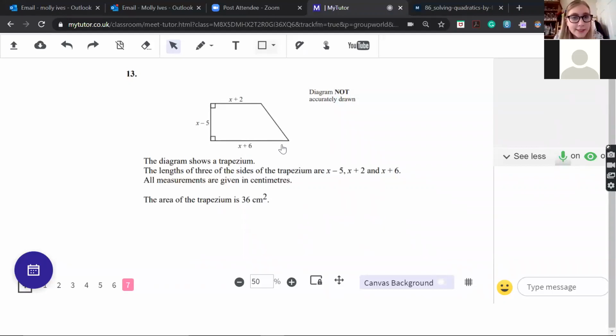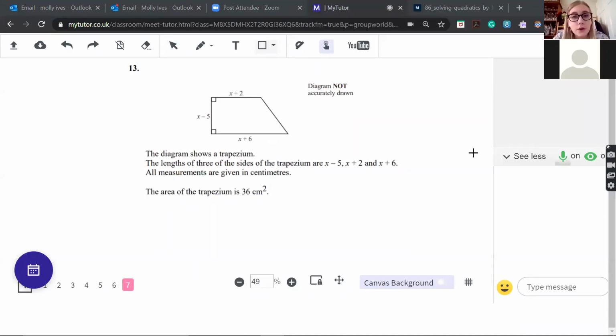We've got a trapezium here, and we've got the lengths of the sides in terms of x: x plus 6, x plus 2, and x minus 5. And the area is 36. They're all in centimetres, so we can just talk about them in terms of numbers. What we're going to have to do is form our own quadratic equation from the information that we know.